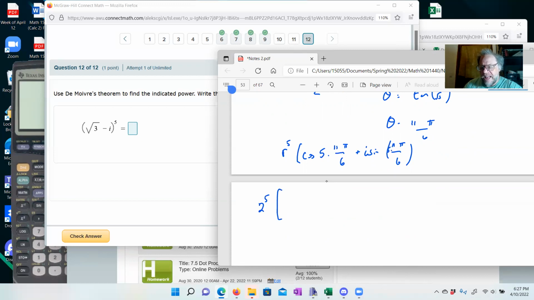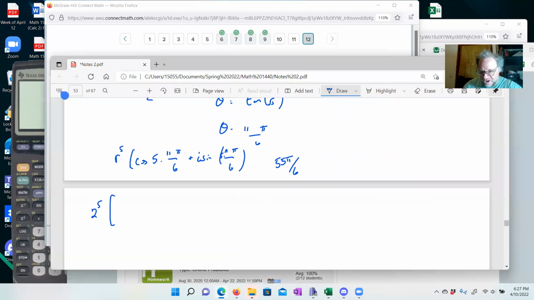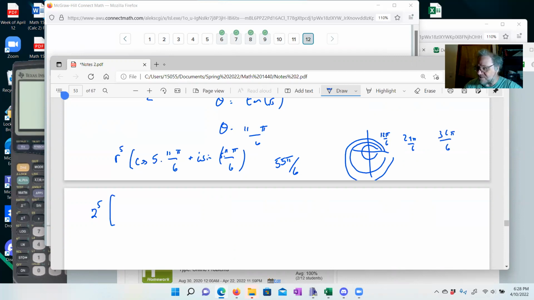Okay, now where the heck, right? 5 times 11, this is 55 pi over 6, isn't it? Well, how many times around can we go with that? So if we go one time around, that's 2 pi, or 12 pi over 6. If you go around again, that's 24 pi over 6. If we go again, that's going to be 36 pi over 6. And we go around once again. So this is the 4th time around, we're going to be here at 48 pi over 6.